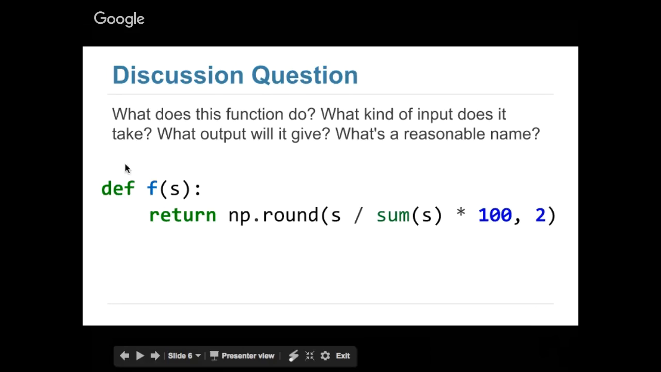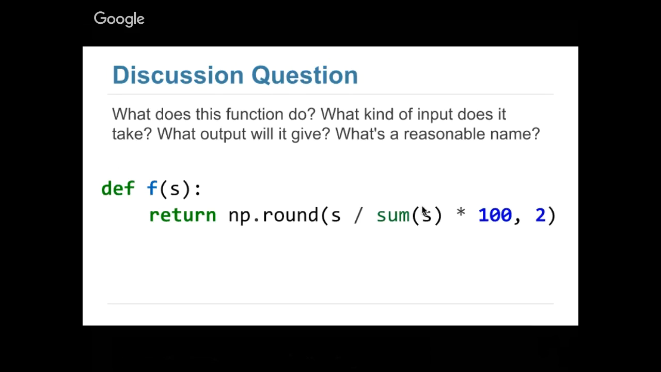So in fact, if I pass in an array as s, I'm going to do s divided by the sum of s. So each element will get divided by the total of that array. And I'm going to multiply all of that by 100 and then round it to 2 decimal places. So we're computing the percentages of each element inside my array. So what does this function do? We can say that it computes percents.